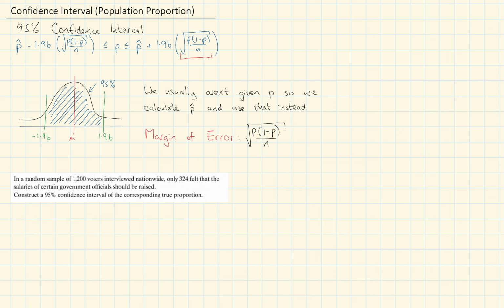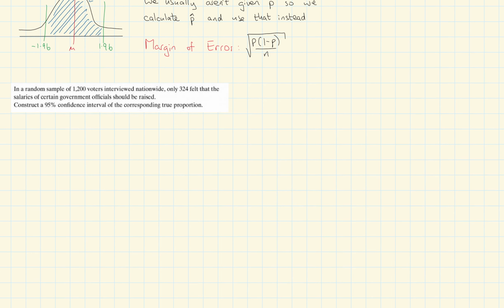Okay, so for population proportion, the way the question will be set up is that we'll be given a kind of master figure. So like in this question here, it's 1200, and then they tell us only 324. So we have a subgroup of the population. So that's your population proportion. And just the second thing to note then is that we usually aren't given p. So within our formula, where we see this p value here and here, we replace that with p hat, and that lets us calculate the true proportion that will lie within 95% of our two values.